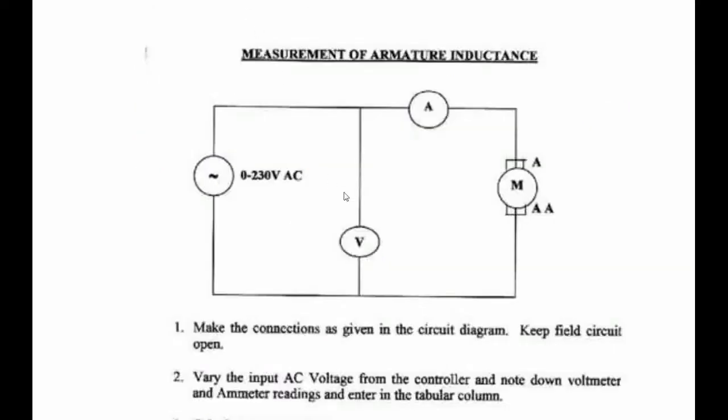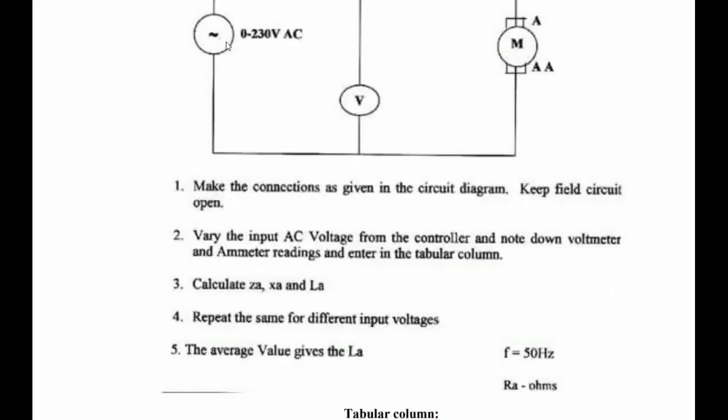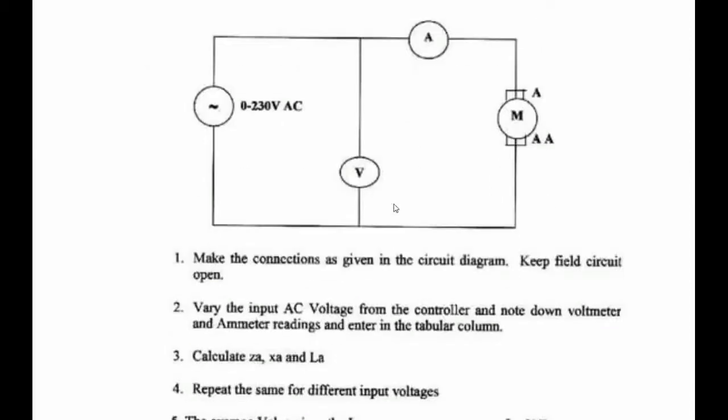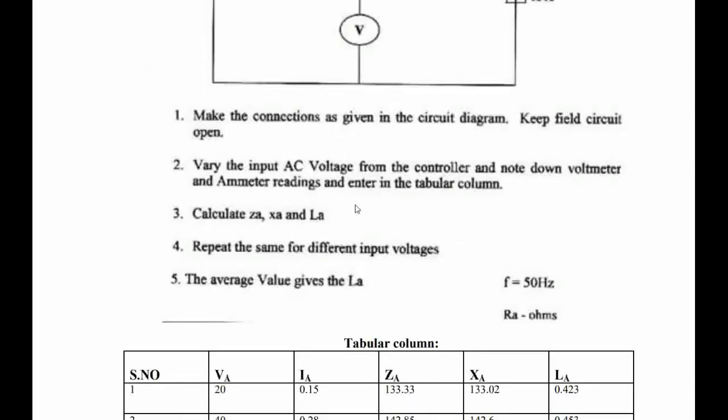The next important parameter is the measurement of armature inductance. In this setup also, the ammeter and voltmeter are connected to the motor like this. Here a 230 volts AC supply is given, and the voltmeter is across the motor, and the ammeter is connected in series with the motor. So it is in series with the motor, and the voltmeter is in parallel to the motor. The connection is given like this. While determining the armature inductance, keep the field circuit open.